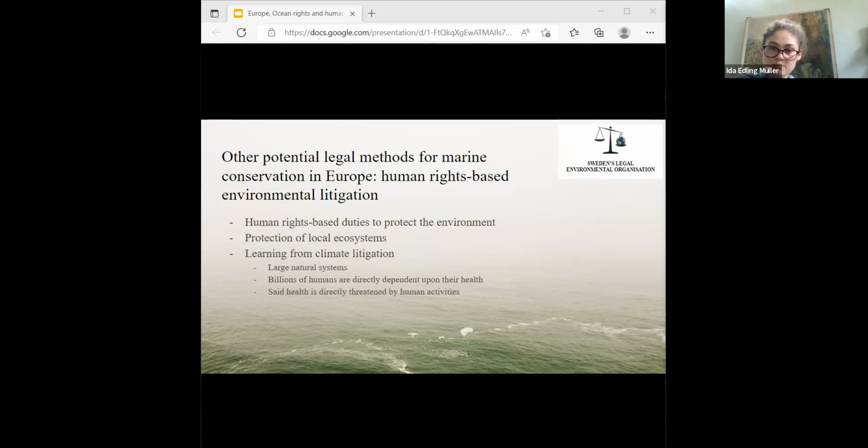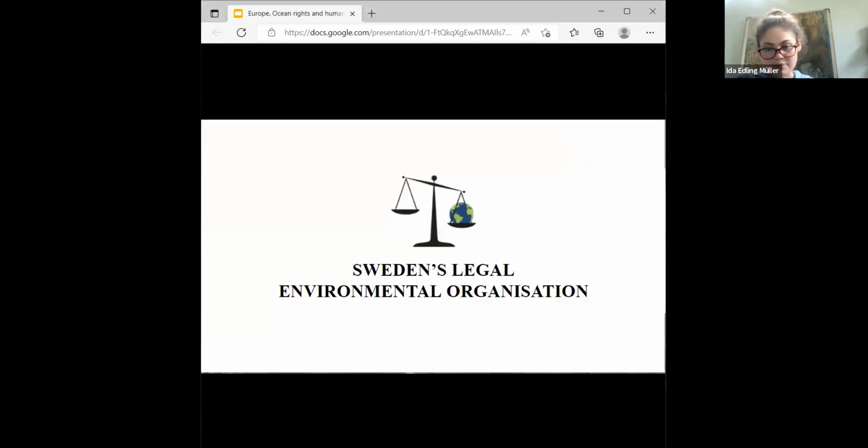The United Nations Environment Programme has also underlined the importance of the ocean health to investigate the possibility to take the human rights-based method that is used for litigation aimed at protecting the climate and try to apply this method in litigation aimed at the conservation of the oceans. And to sum up, there are plenty of rights-based legal methods that can be used to boost marine conservation in the European context. Thank you for your attention.